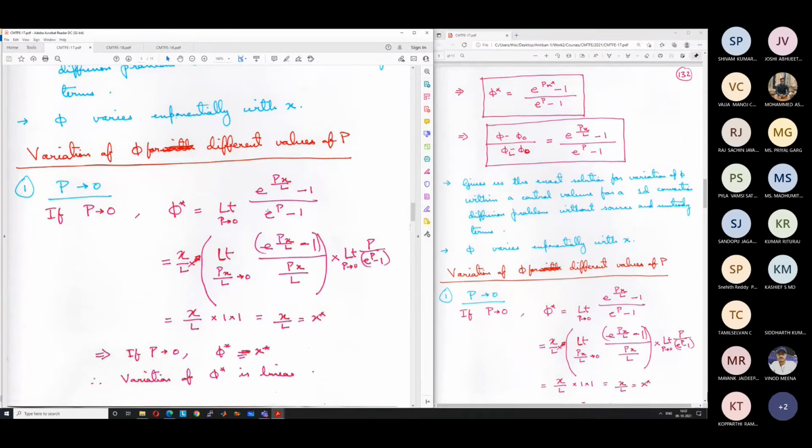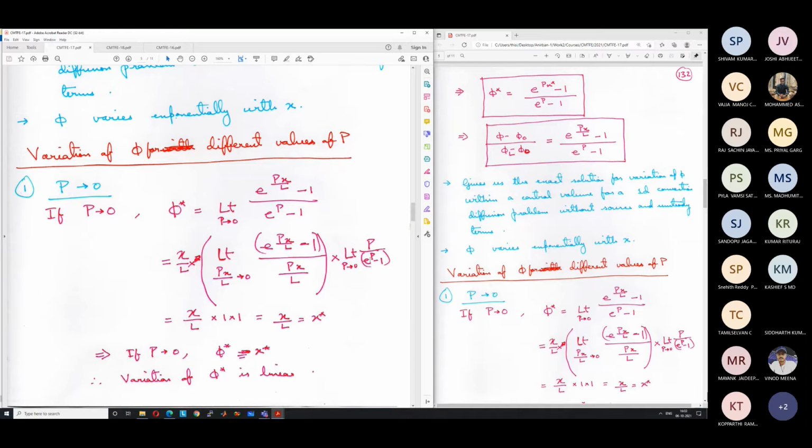Into this denominator, we'll put another limit. Limit p tends to 0, p by e to the power p minus 1. So this p and p get cancelled, and this x by L is extra. So that's why we have put one x by L outside. Basically, we have divided this into two limits. Why? Because these limits can be evaluated. Both of these limits are equal to 1.